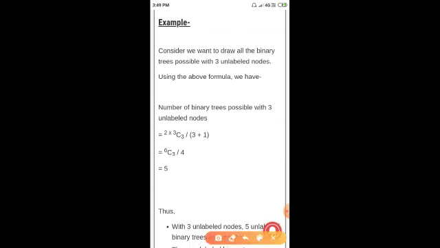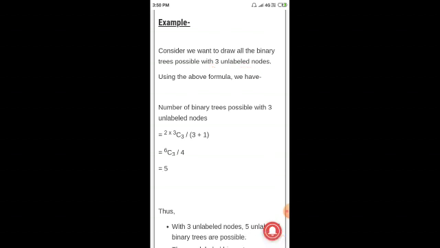See here, consider that three unlabeled nodes are there. Now we have to find out how many binary trees we can draw using these three unlabeled nodes. So here we take that formula, 2n C n divided by n plus 1. The same formula we apply, and then we get 5. By using three unlabeled nodes, we can form 5 different types of binary trees.